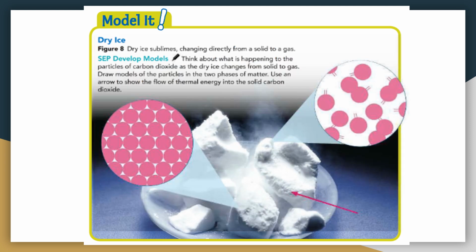We have the very uniform rows and columns of the dry ice, and then as it turns to gas, it's more free-flowing and moving around. There's more thermal energy. And then the arrow to show the flow of thermal energy into the solid carbon is right down here at the bottom.